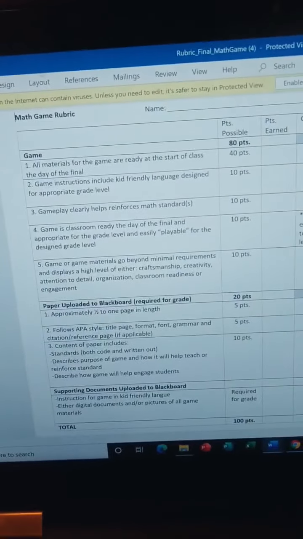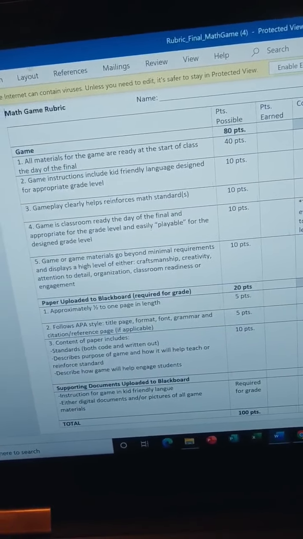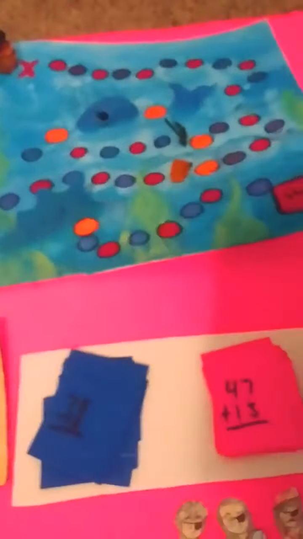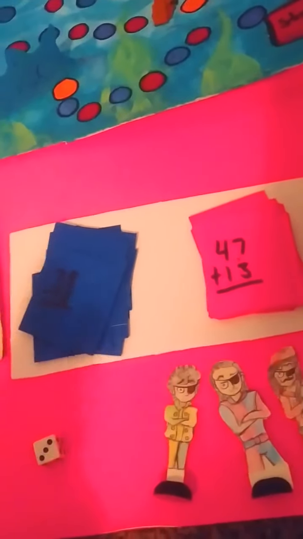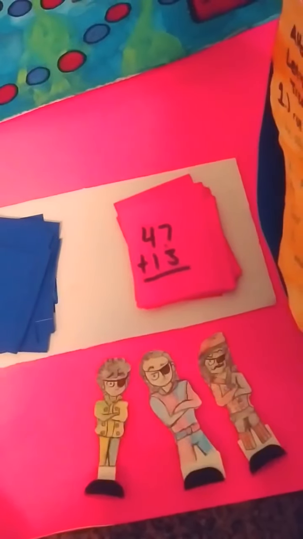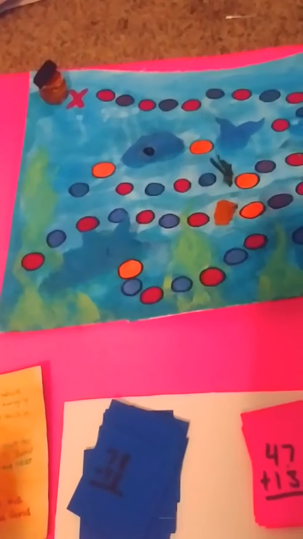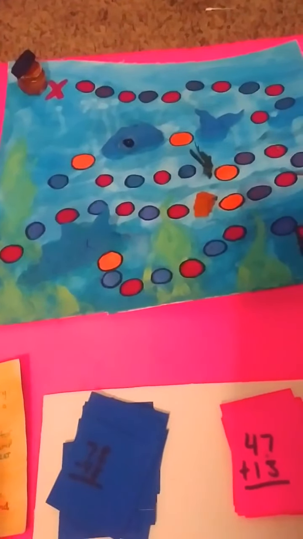Number 4 is game is classroom ready on the day of the final, and it's playable for the designed grade level. I made mine really fun, kid-friendly math equations that they would actually work on. So I feel like this is really on their level. I didn't want to make it overly easy, but I didn't want to make it overly complicated as well. So I have specific directions right here. Game pieces, dice, everything's ready.